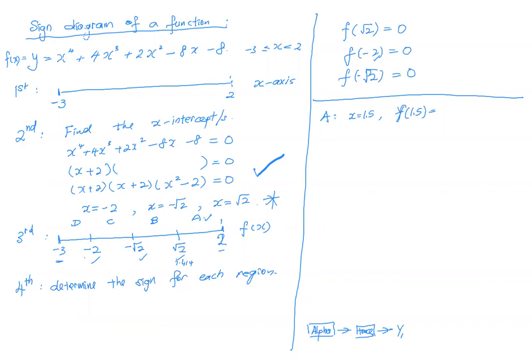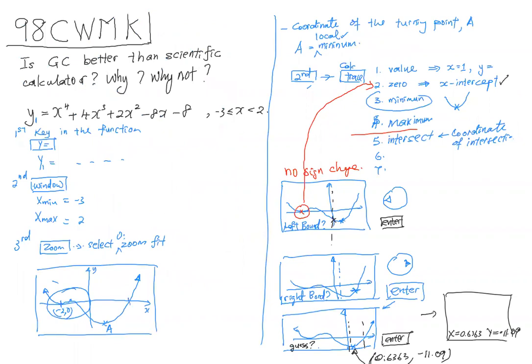3.0625. So this is greater than 0, correct? So that means my Y is positive. Am I right? So the sign here, I put positive. That means for my X between root 2 to 2, my graph is above the X-axis. So let's go back to the graph that we have, correct or not?